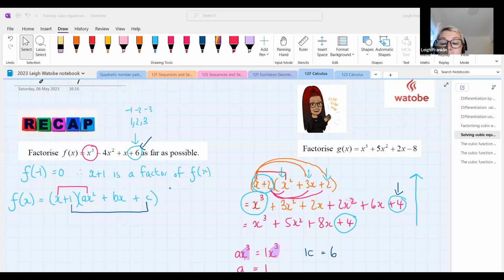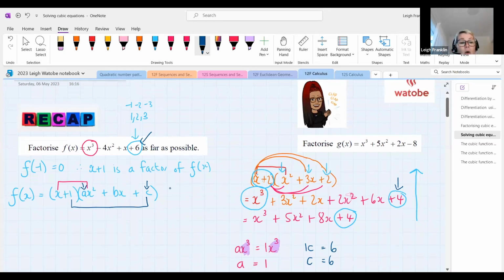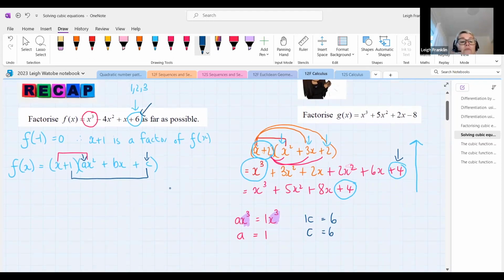Okay, so that means that c has to be equal to 6. So that's this c over here. When we worked out a, we were working out the value of this a over here. That's the easy part, okay? When we want to work out the value of b, it's a little bit more tricky, okay? But it's not difficult, all right?